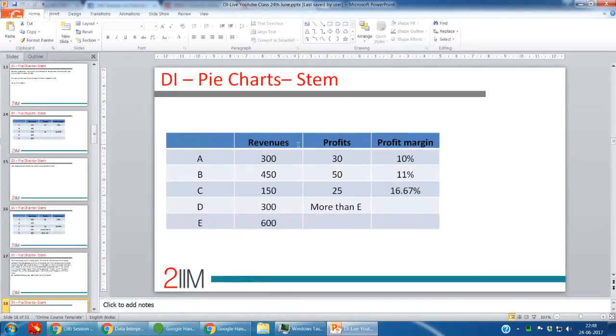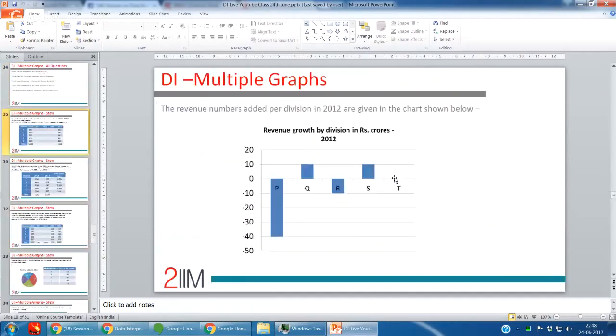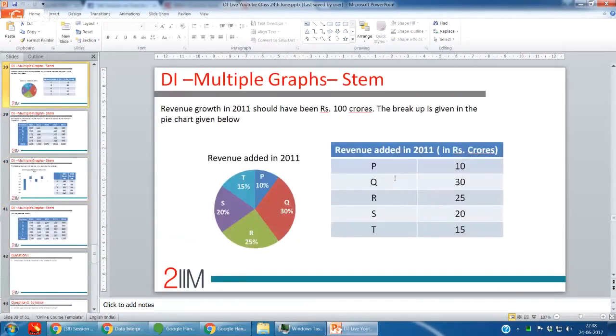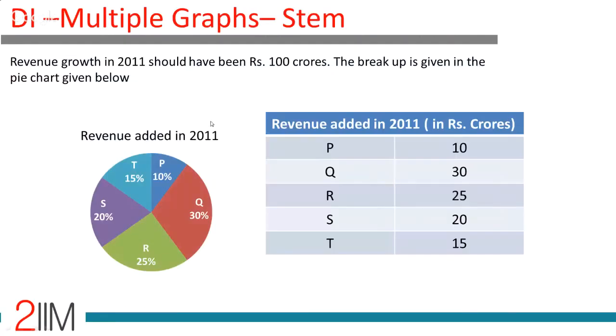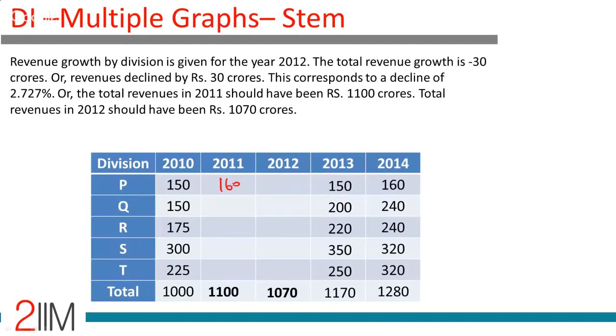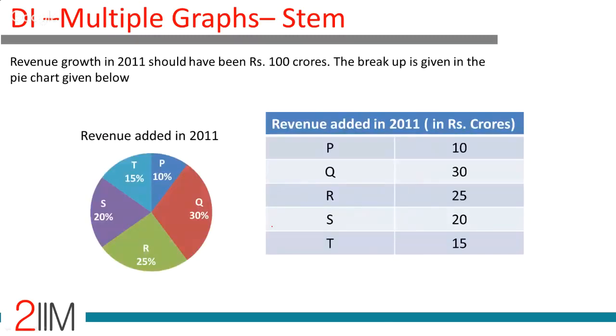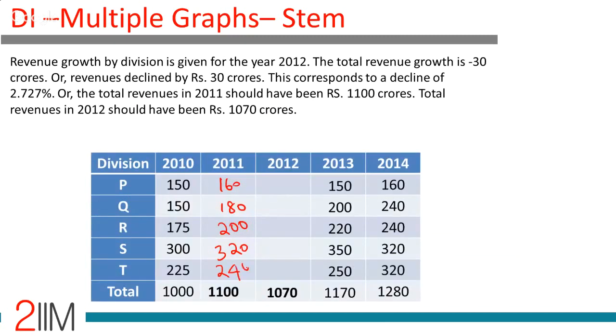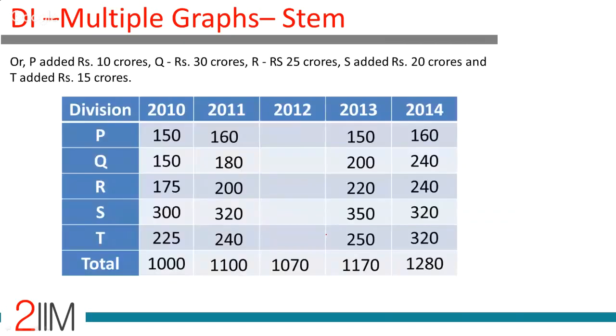Sorry, you're going to have to see all this on screen share, but I'm going to go all the way down here. The main inference is till here. I'm going to go back here, get my pen going. So from here, this is 160, this is 180, 30 crores get added, 25 gets added, this is 200, 20 gets added, this is 320, and 15 gets added, this is 240. We have numbers for 2010, 11, 13 and 14. 2012 is the only missing number, but we know that 2012 total adds up to 1070.